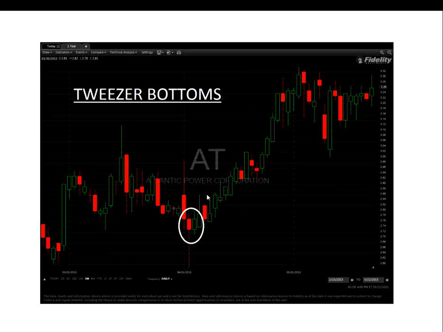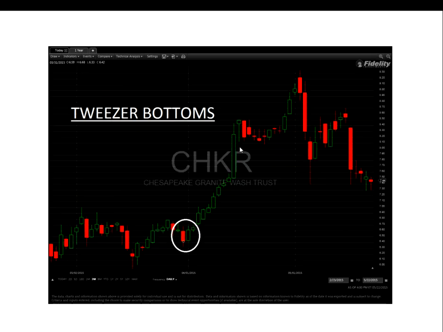Next one is the tweezer bottom, similar to the bullish engulfing, but now our candles are the exact same size. So we have a downtrend into a red candle, which also looks like a hammer, but what we're looking at is that we have a second green candle whose body is the exact same size, and we immediately go into an uptrend.